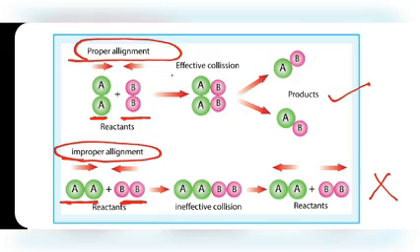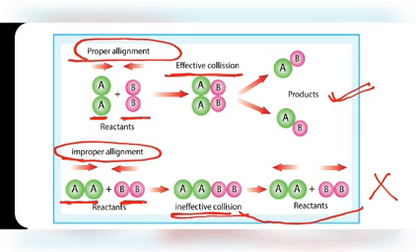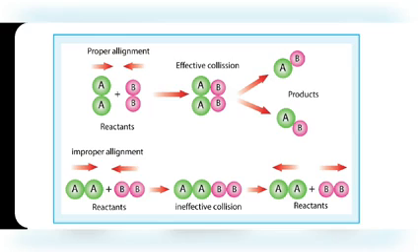If both are approaching with proper orientation, an effective collision takes place. An effective collision means it will convert into product. If the reactants are not oriented properly, not approaching properly, an ineffective collision takes place. An ineffective collision means it will not convert into product. That means it will again convert back into reactant.